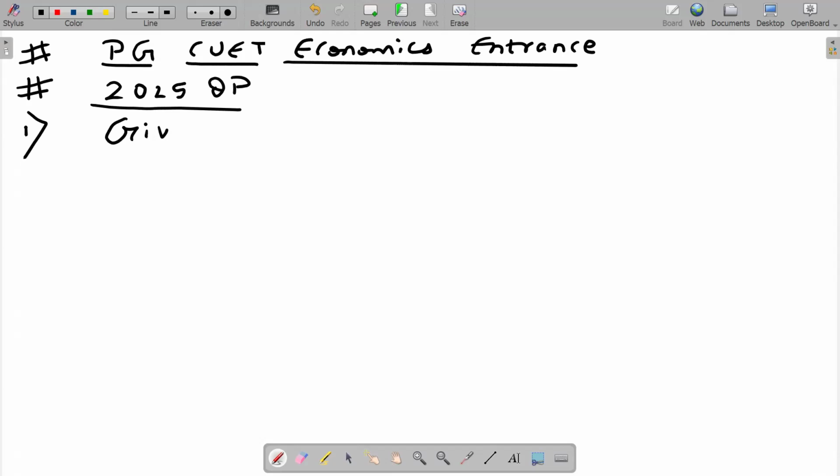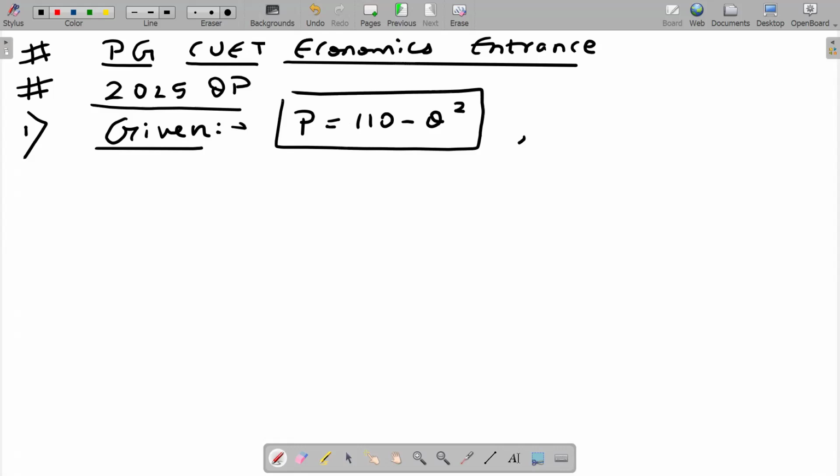I'm quickly writing what is given to us. We are given the demand function, which is P equals 110 minus Q square. This is the demand function given to us. We are given that the equilibrium price is 29, equilibrium quantity is 9. We need to find the consumer surplus.